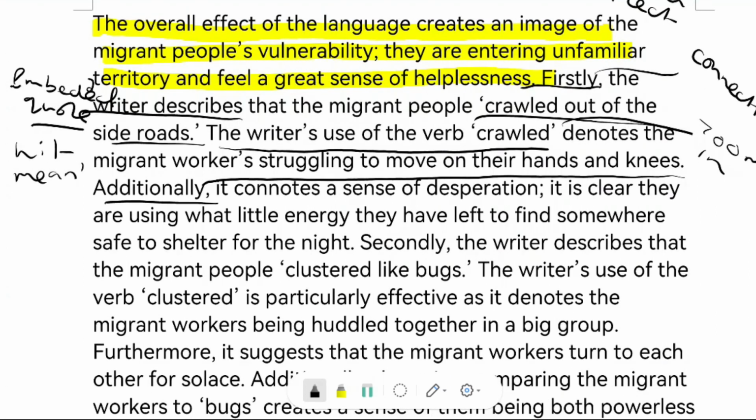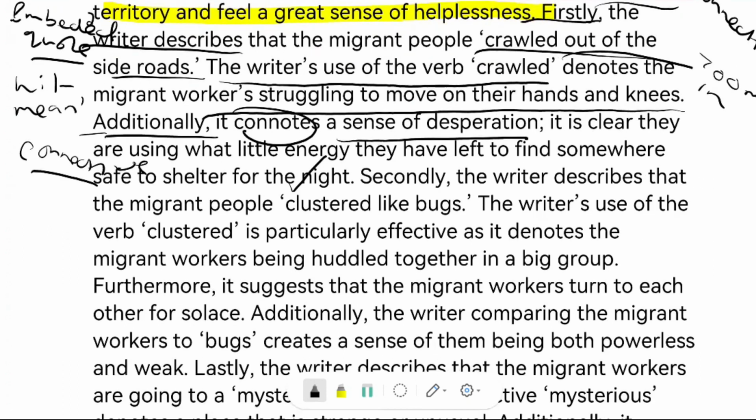And then I've used a connective to start my analysis. So additionally, it connotes a sense of desperation, and I've come to that inference because of that verb "crawled". If you think about when you crawl, it's this difficult movement. You struggle when you crawl. They are desperate to get to somewhere safe. So a sense of desperation, it's clear that they are using what little energy they have left to find somewhere safe to shelter. And that is my analysis.